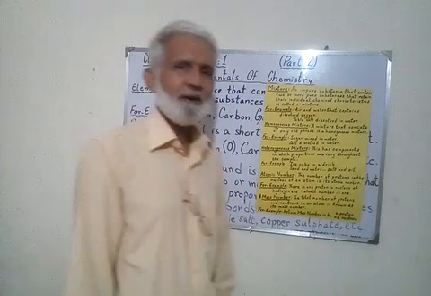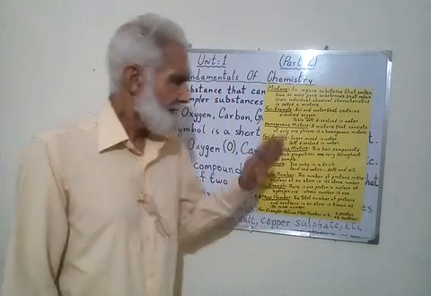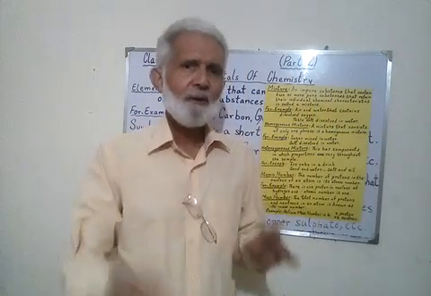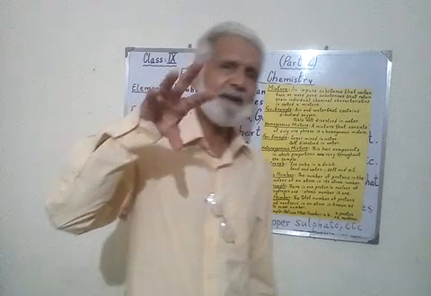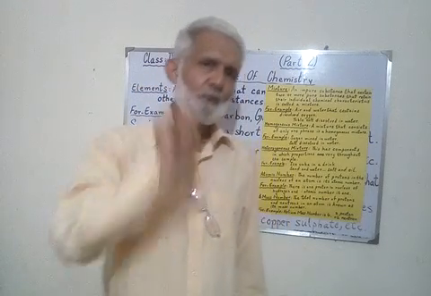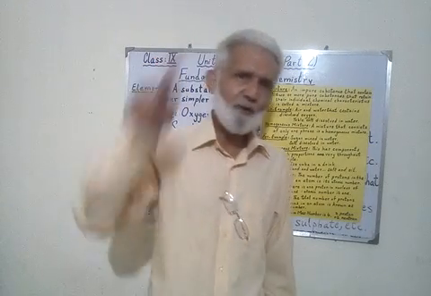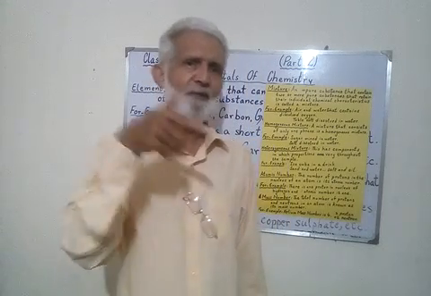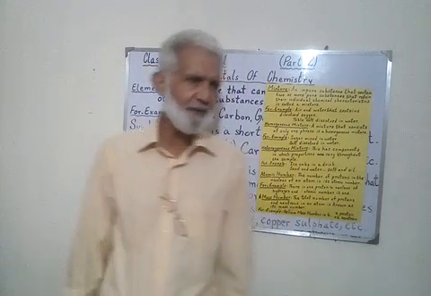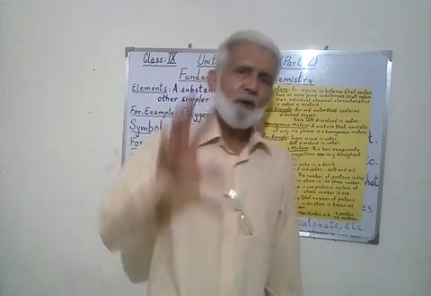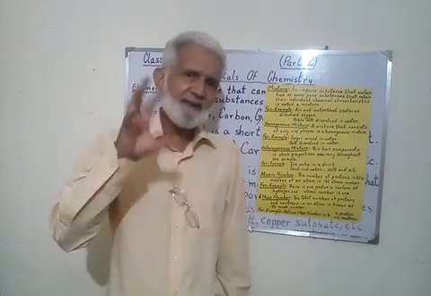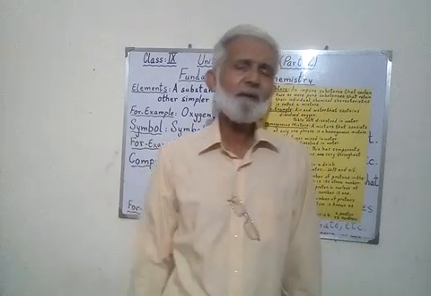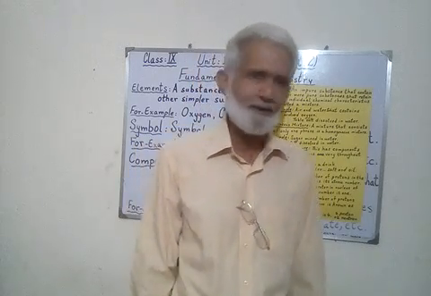Then comes atomic number. Remember, when we talk about an atom, we know that an atom has a nucleus inside. In the nucleus there are protons and neutrons, and electrons revolve around the nucleus. We will discuss the structure of atom in coming videos. So basically inside the nucleus are protons and neutrons, and electrons revolve around that nucleus.